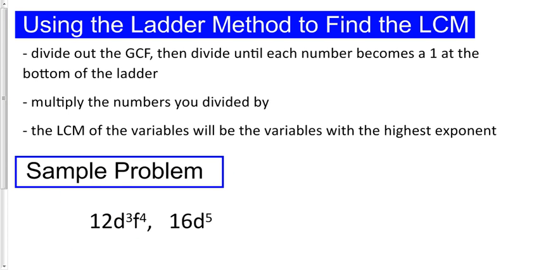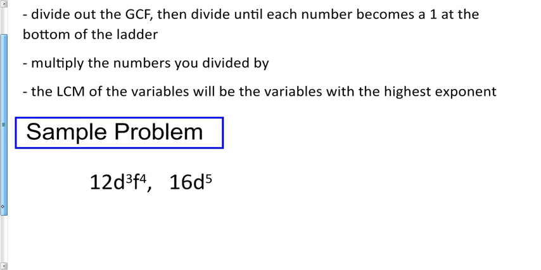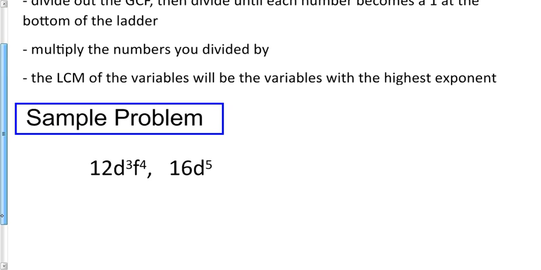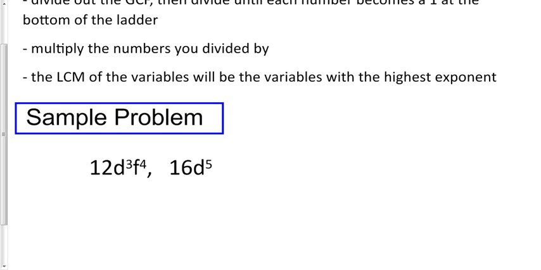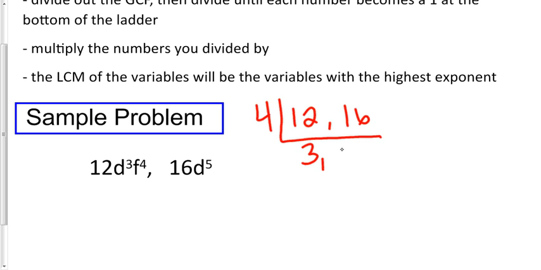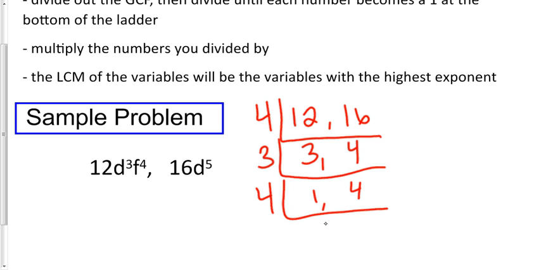Let's see what we do if I have a number that's a mixture of variables and coefficients, or two numbers, and I want to find the LCM. I'm going to use my ladder for the coefficients, so 12 and 16. I want to find the LCM of 12 and 16. I know 4 goes into both. 4 goes into 12 3 times, goes into 16 4 times. And then 3 goes into 3 once. It doesn't go into 4, so I carry it down. And then I can divide by 4, and I get my 1s at the bottom.